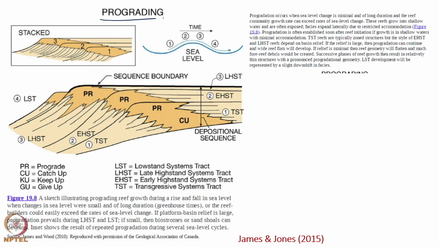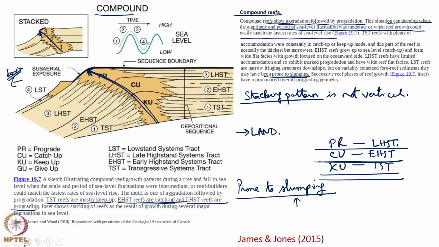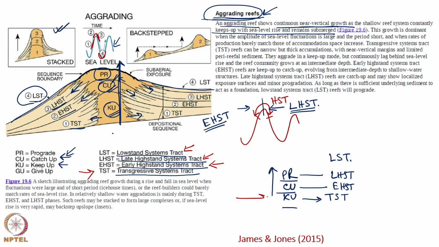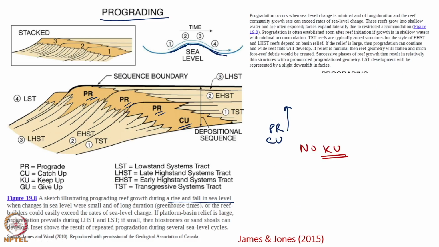Now, we are going to see the prograding reefs, and we are going to consider a rise and fall in sea level. From here to here we will consider sea level rise and then the sea level fall. Here we get CU, PR, again PR and PR, CU, PR, and which goes on. We do not get KU, which was earlier found for a compound reef, and KU, which was found for the aggrading reef. So, in this case, no KU, no keep up reefs was found. It is catch up since beginning.